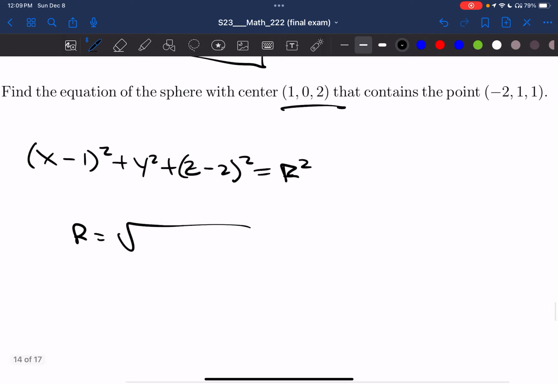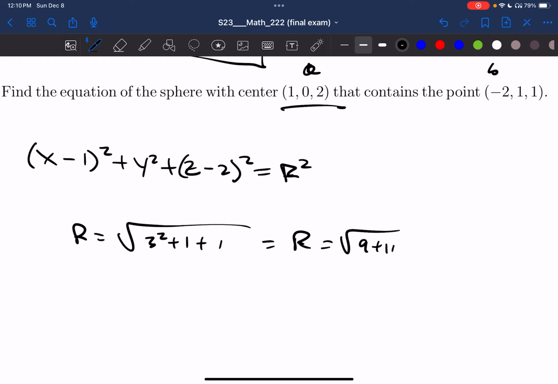So basically, let's take this as A and this is B. So it'll be A1 minus B1 squared. So 1 minus -2 is going to be 3, so this will be 3 squared, plus 0 minus 1, which is -1 squared, which is going to be 1, plus 2 minus 1, which is 1, so 1 squared. R will be equal to the square root of 9 plus 1 plus 1, which is the square root of 11.